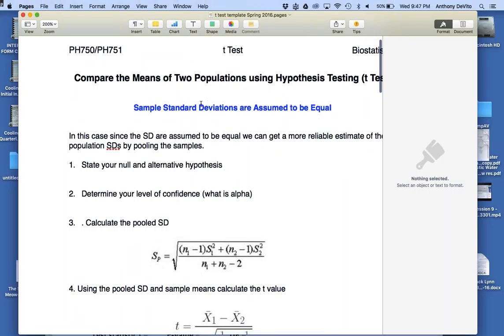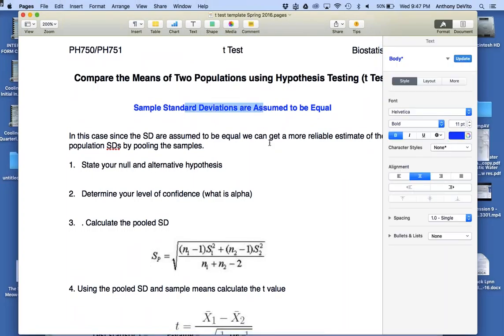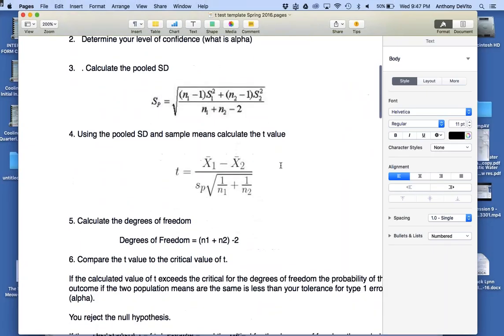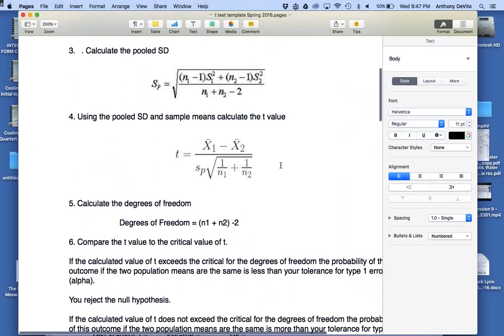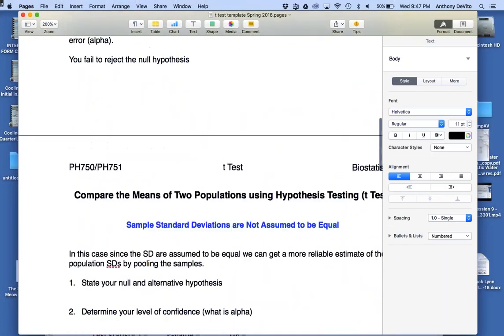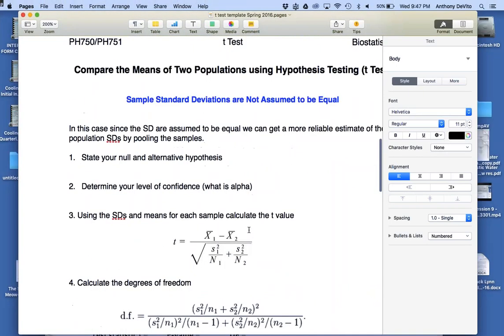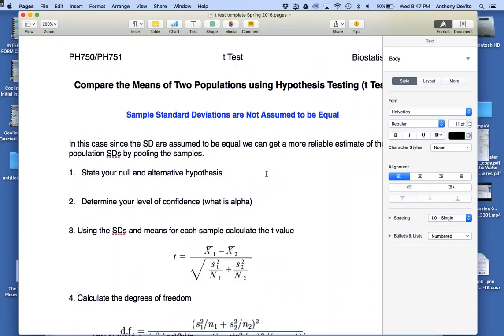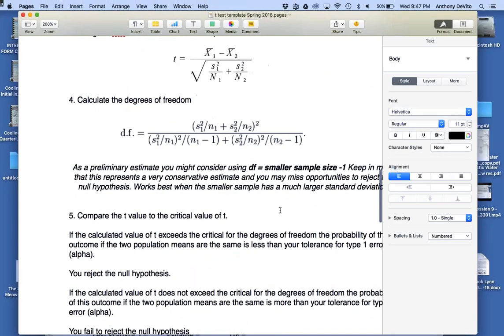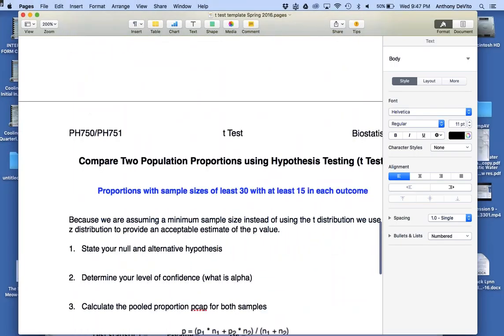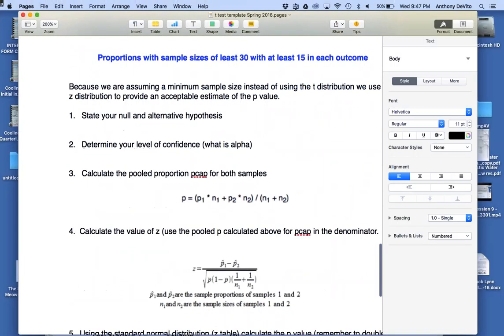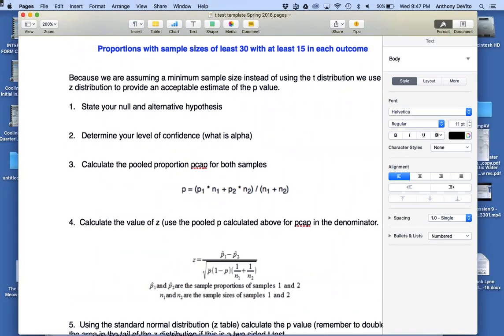If we assume that standard deviations are equal, well, that's our case in this case. We decided that standard deviations are equal, and we can go ahead and use that. Alternatively, if we decide the standard deviations are not assumed to be equal, then we would use a different method, and these formulas. And if we were working with proportions, we would wind up using these formulas.